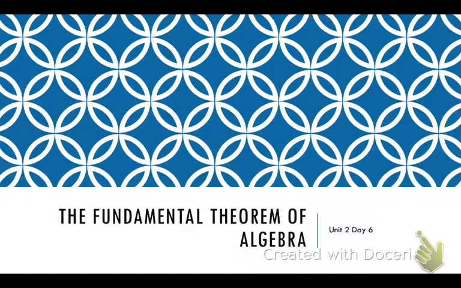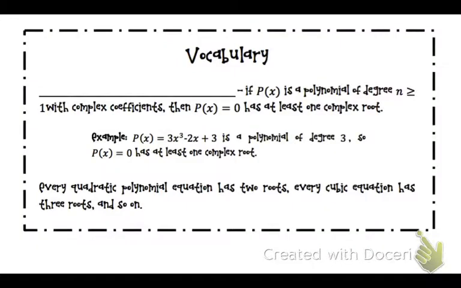Okay, fundamental theorem of algebra, unit 2, day 6. Let's do this. So if p of x is a polynomial of degree n greater than or equal to 1 with complex coefficients, then p of x equals 0 has at least one complex root. Remember, complex means it has i in there.